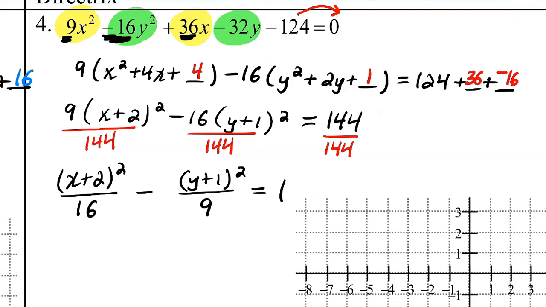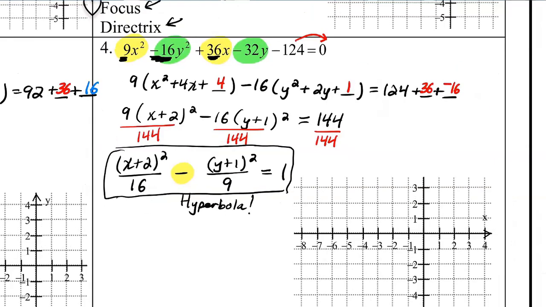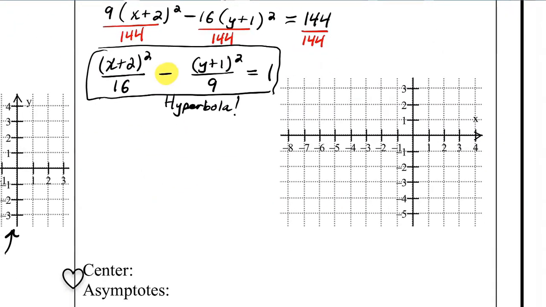And notice that we have a difference. So that tells me that this standard conic form is a hyperbola. So what I'd like you to do, or what you'll do later as you try this, is state the center of the hyperbola. I'd like you to make your box, and then state the equations of the asymptotes for this hyperbola.